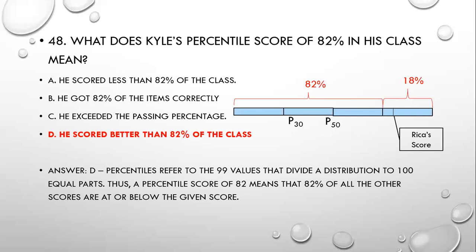48. What does Kyle's percentile score of 82 in his class mean? That means Kyle scored better than 82% of the class. A percentile score of 82 means that Kyle scored better than 82% of the class, and only 18% got a better score than Kyle. So the answer is letter D.